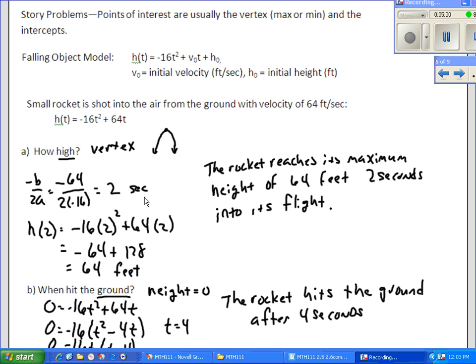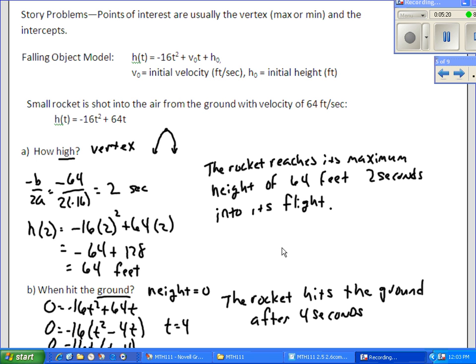We find 2 seconds for the x-coordinate of the vertex, but that's not the piece of information we want. We want to know how high it actually is. And to get the height, we have to plug the time back into the function and calculate height, which in this case is 64 feet. So the rocket reaches its maximum height of 64 feet 2 seconds into its flight.